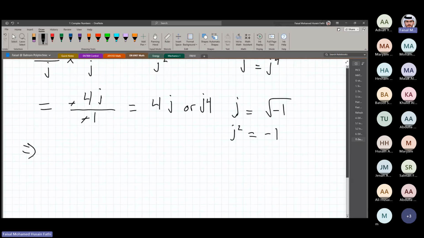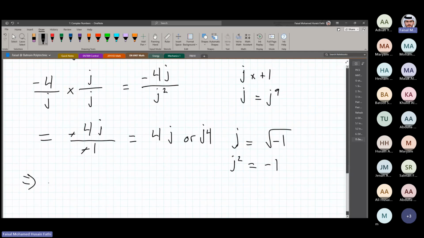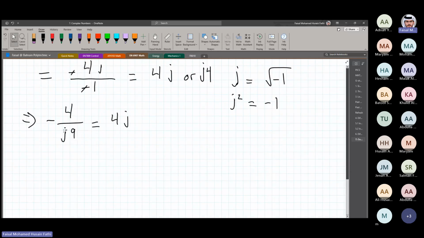What did we deduce from this? We learned that minus 4 over j to the power of 9 is simply equal to 4j. So you can always simplify a j to a power to a single j. And you can always have the j in the numerator no matter the condition. You can always eliminate the j in the denominator, which we'll reach in the next concept, most of the time using a complex conjugate.